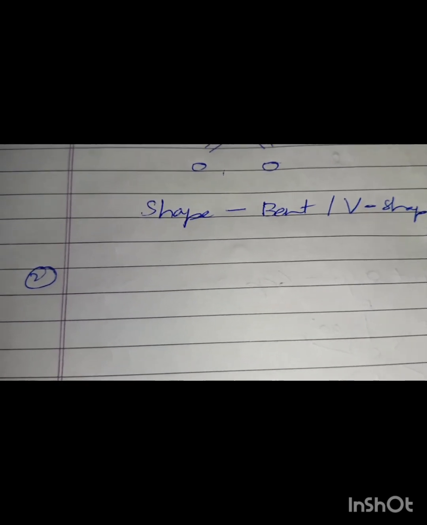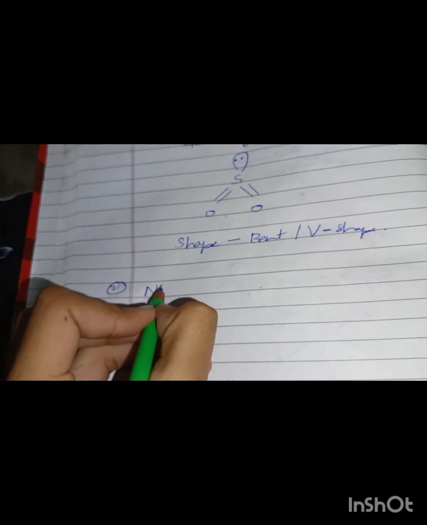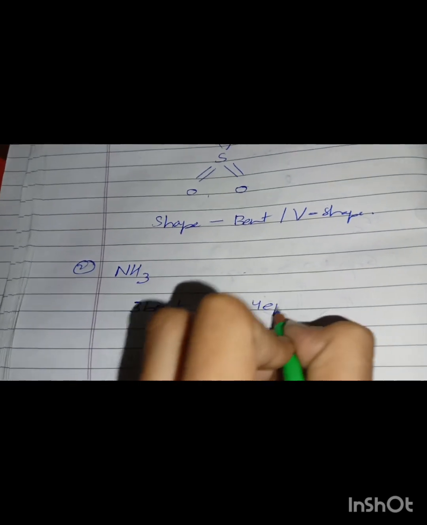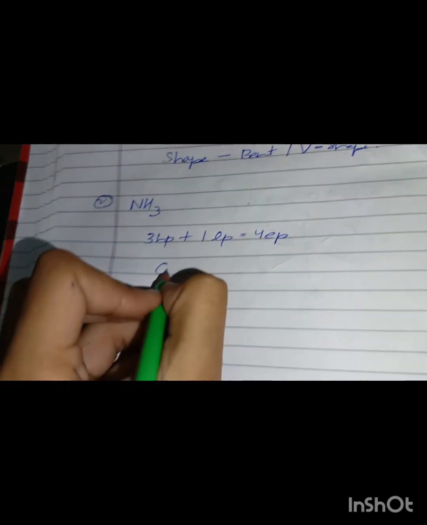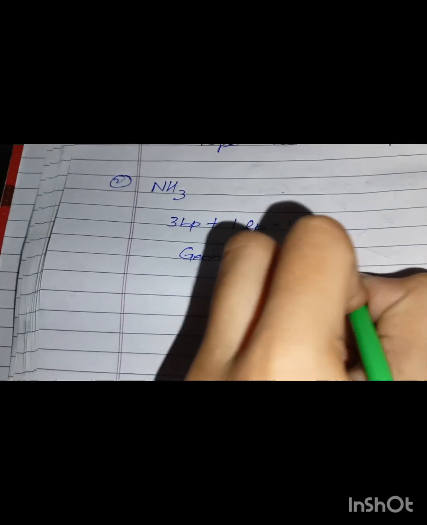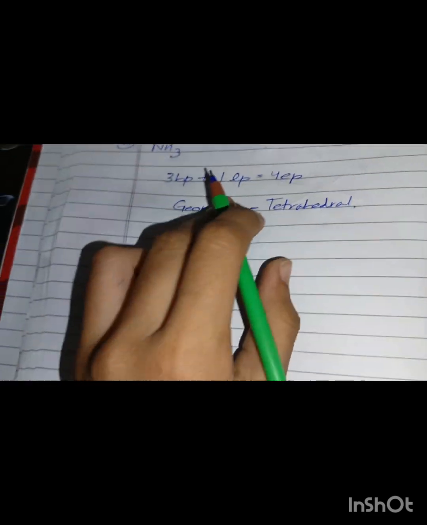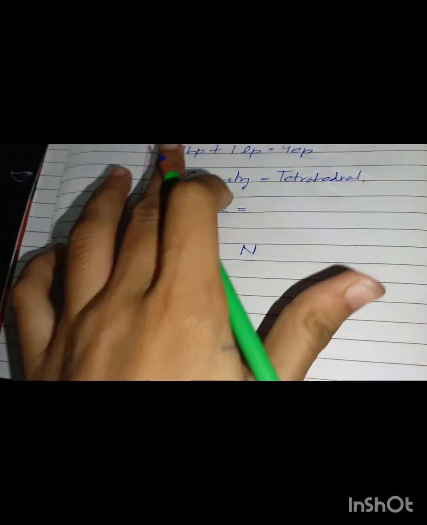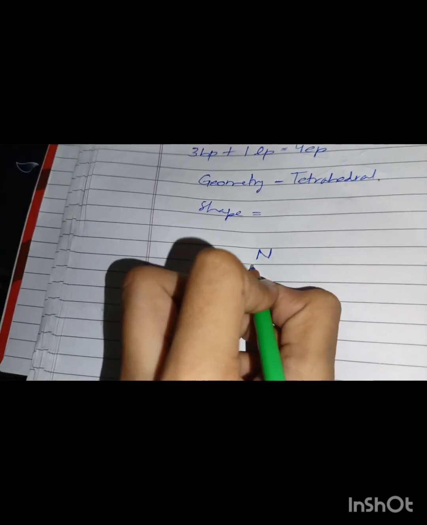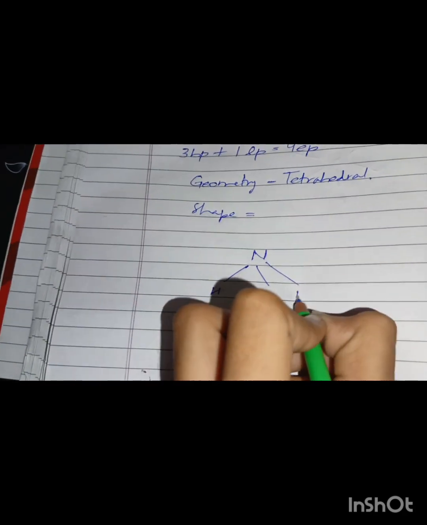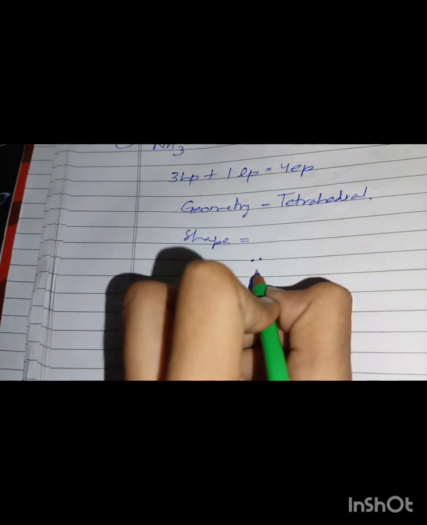Now let's take another one. Suppose we are taking NH3. So here 3 bond pairs plus 1 lone pair, that means 4 electron pairs. For 4 electron pairs, the geometry will be tetrahedral. And what will be the shape of the molecule if there is one lone pair? So firstly, arrange these 3 hydrogens like this, and we will place the lone pair here.